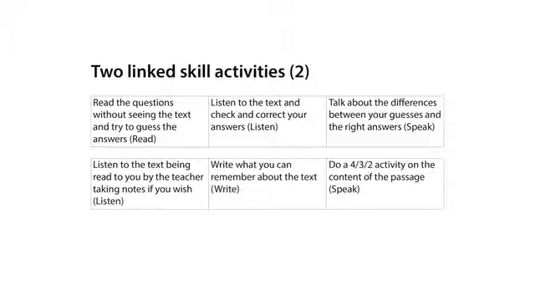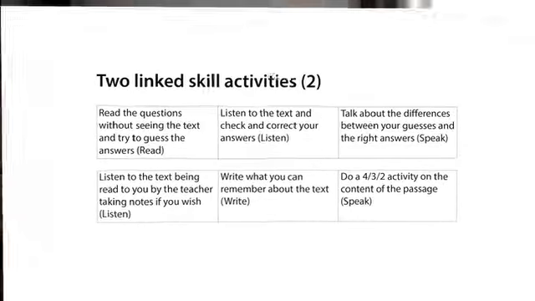The third step of the activity is for learners now to talk about the differences between their guesses and the correct answers to the questions. They do this activity in pairs or in groups of 4, and they talk about what they got wrong on the first step of the activity and what they got right on the first step. So we see the same material being focused on 3 times across the 3 skills of reading, listening, and speaking.